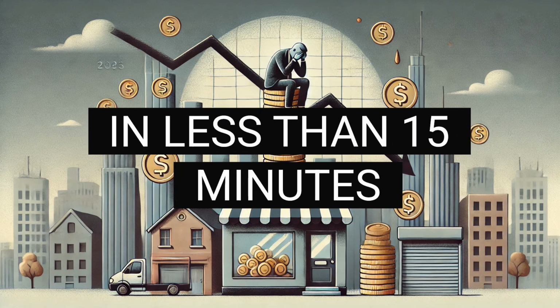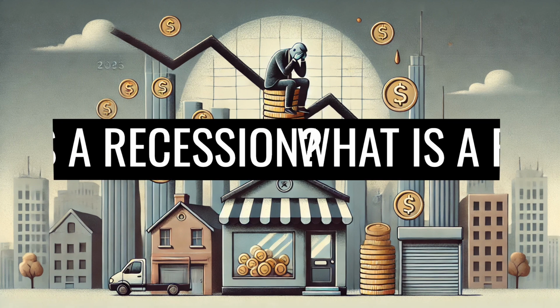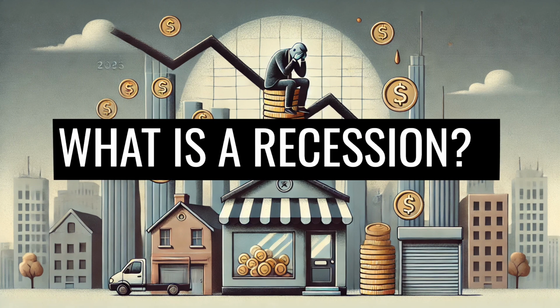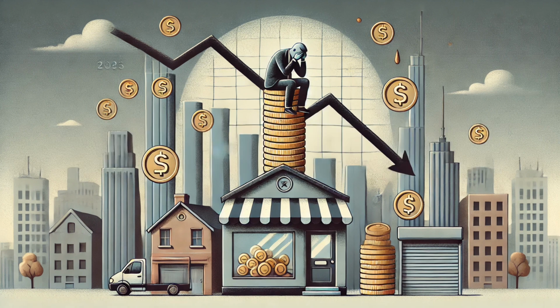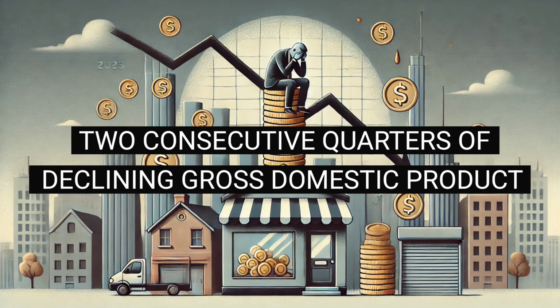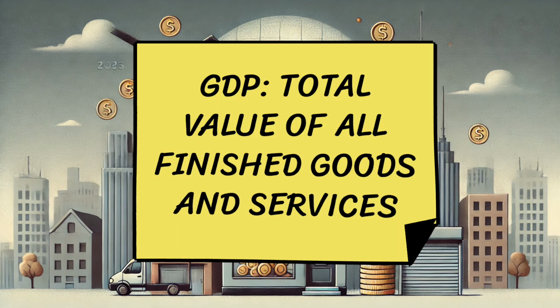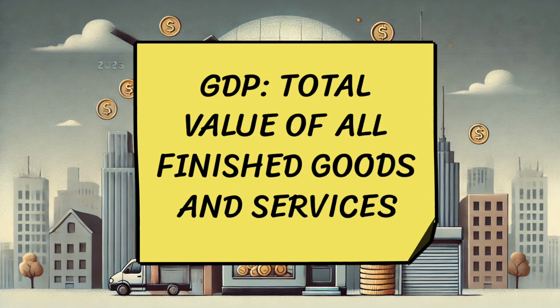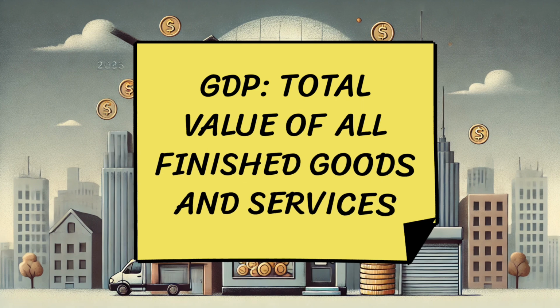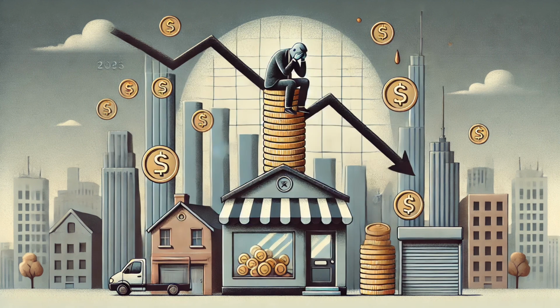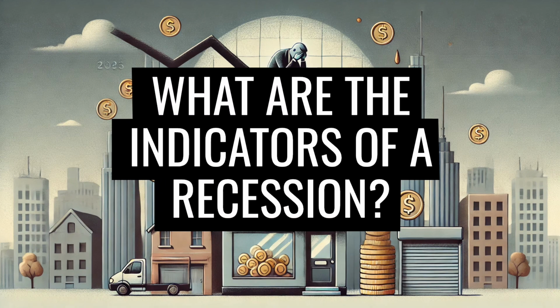So, let's get started. What is a recession? A recession is a significant decline in economic activity that lasts for a sustained period, typically defined as at least 2 consecutive quarters of a negative gross domestic product, or GDP. Think of a recession as a contraction in the economy, where businesses slow down, jobs become scarce, and consumer spending declines.